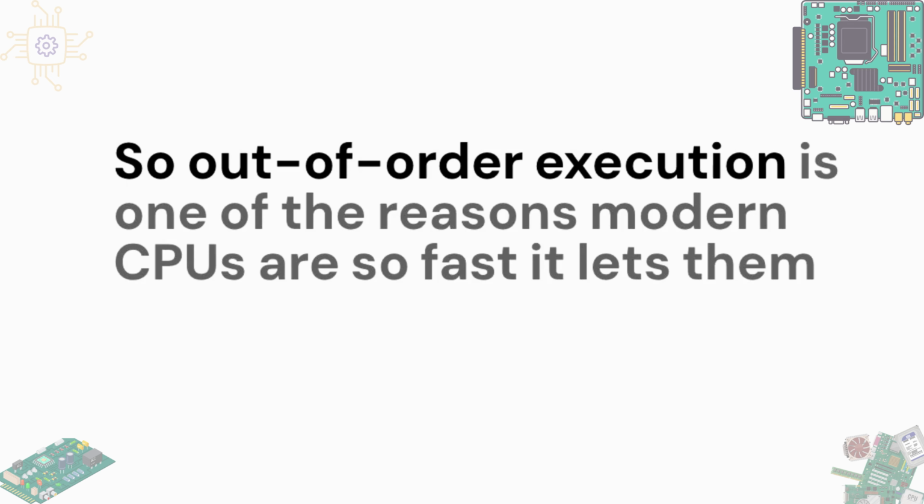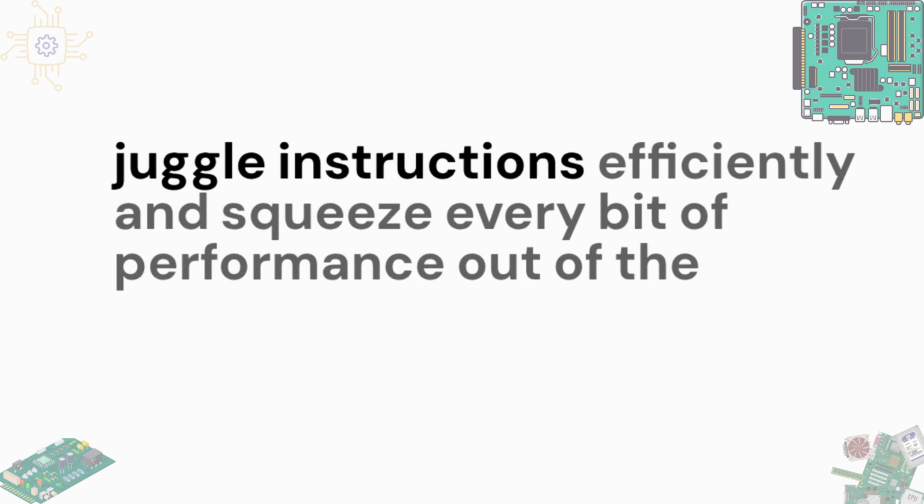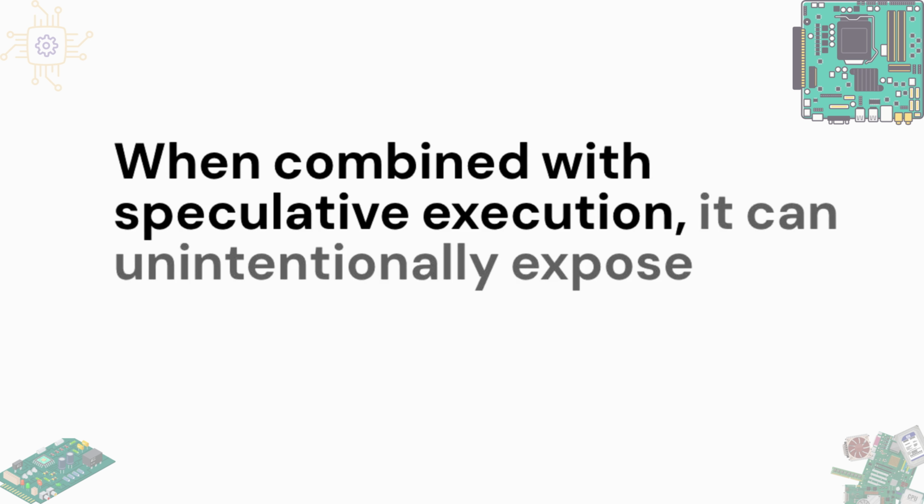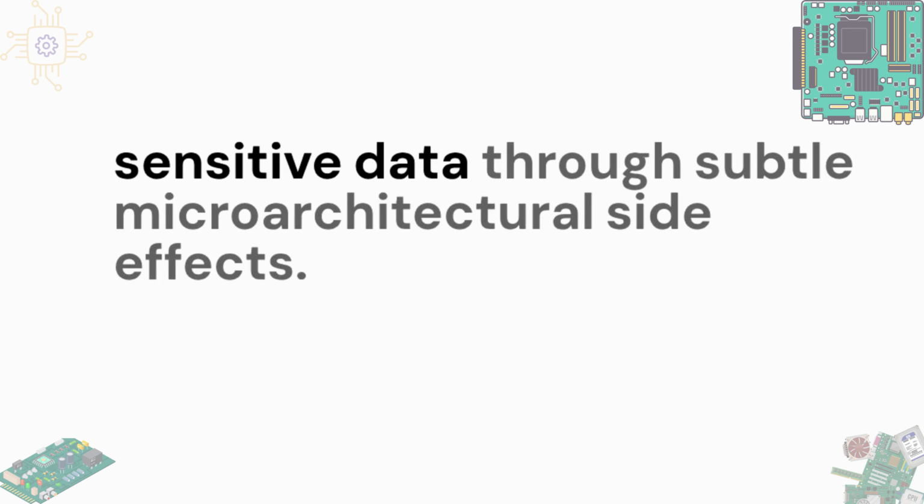So, out-of-order execution is one of the reasons modern CPUs are so fast. It lets them juggle instructions efficiently and squeeze every bit of performance out of the hardware. That speed comes at a cost. When combined with speculative execution, it can unintentionally expose sensitive data through subtle microarchitectural side effects.